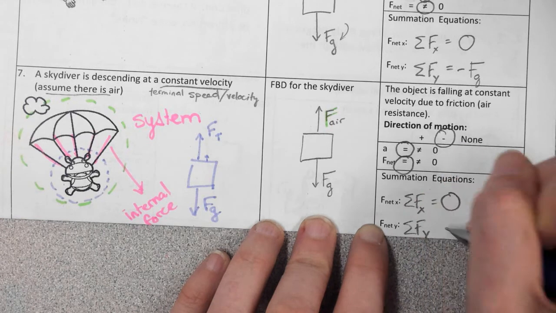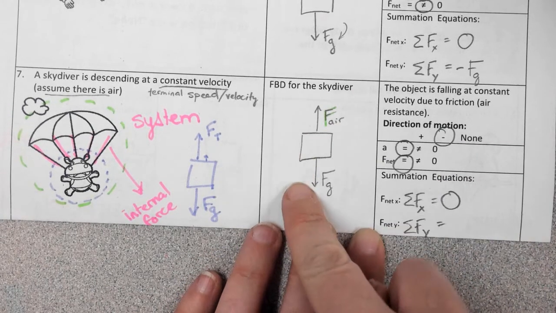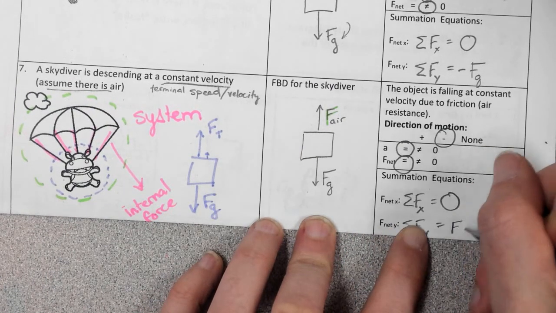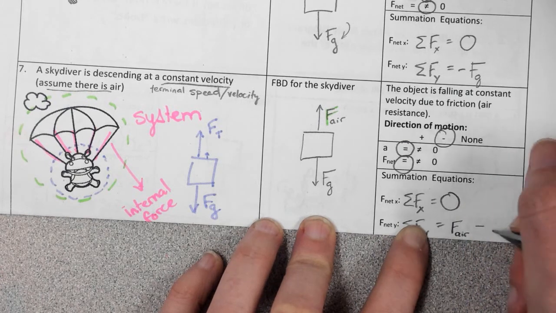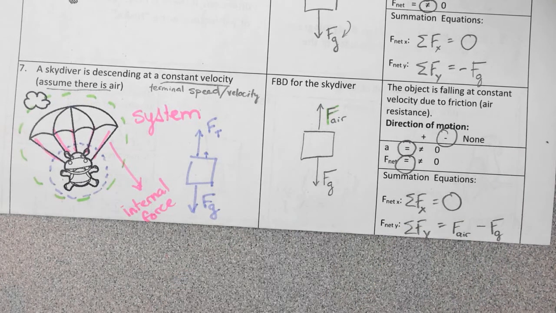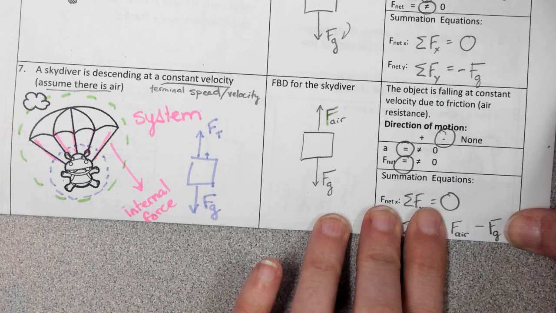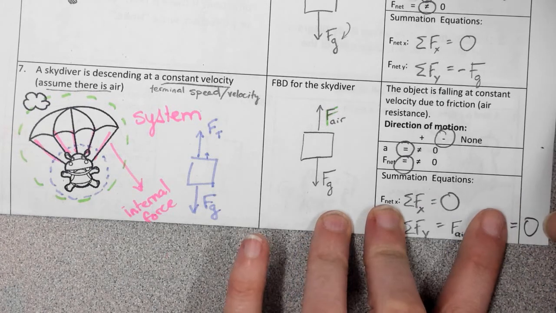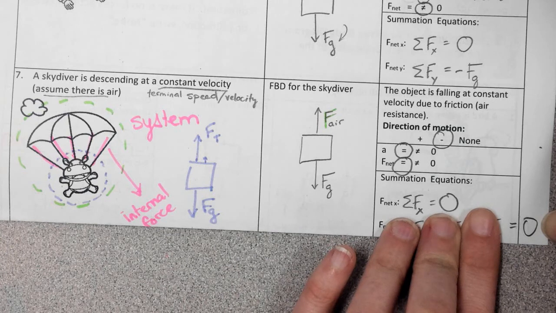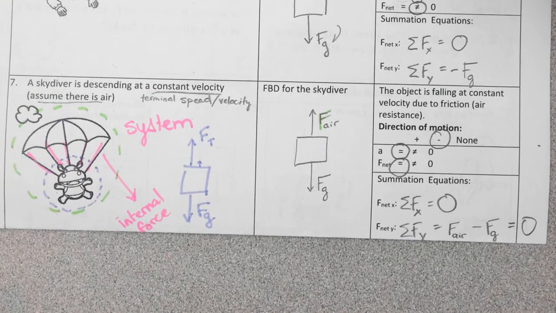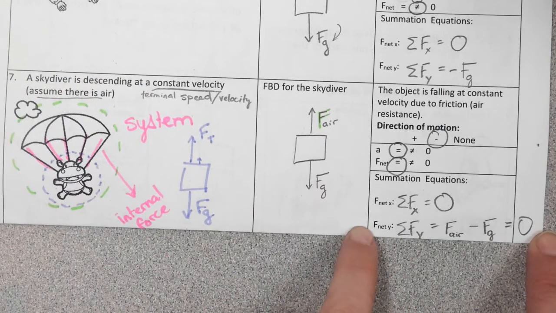In the y direction, if we're using our system as the skydiver and his parachute, air resistance minus the force of gravity. Is that also equal to 0? Yes, right? So air resistance minus the force of gravity should also equal 0, because in the y direction we are still not accelerating. We're going at a constant speed. If we're going at a constant speed, our net force should be 0.